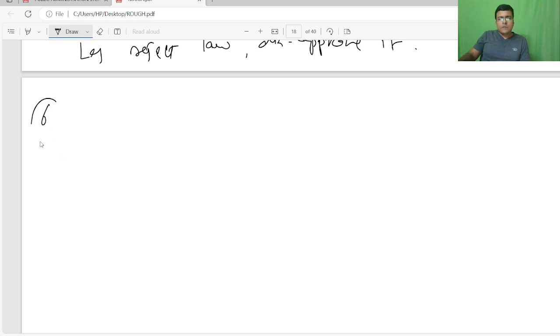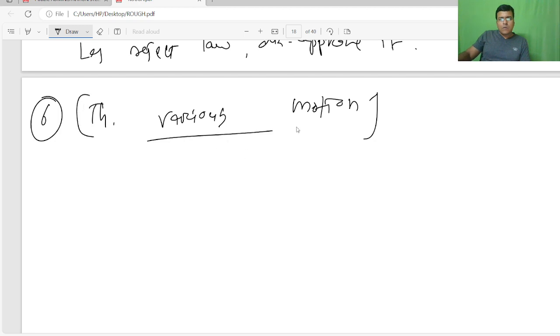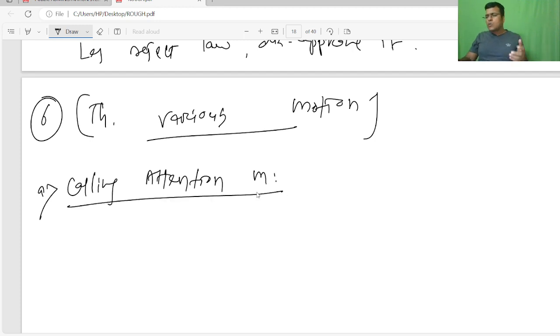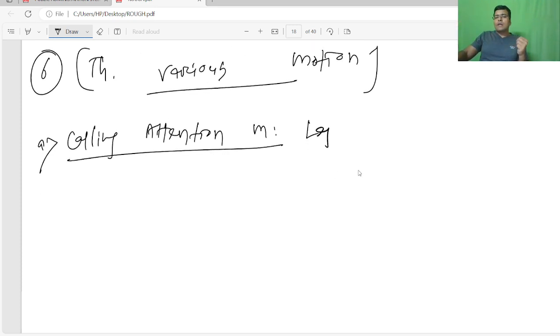Six, through various motions. What are these motions? Calling attention motion. This is also relevant for your polity, Indian polity. Calling attention motion, from this word, call the attention. Who calls? Legislator.